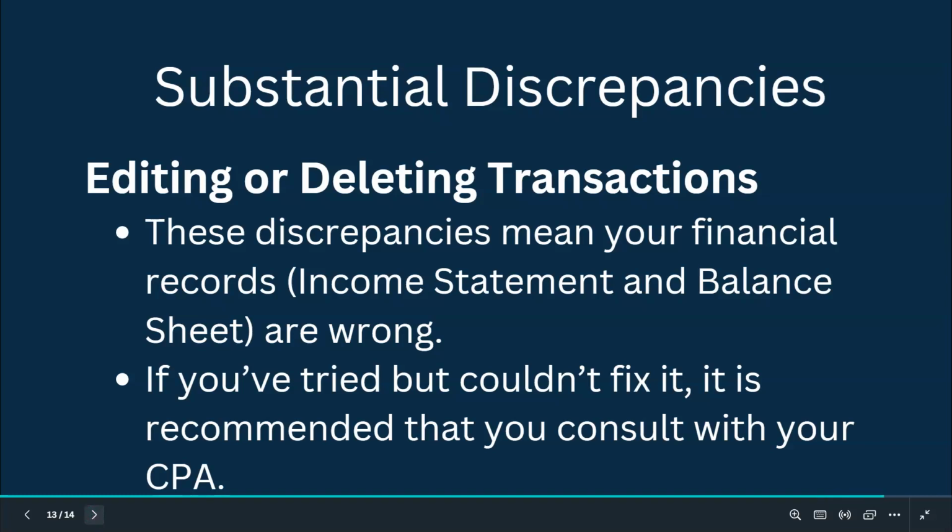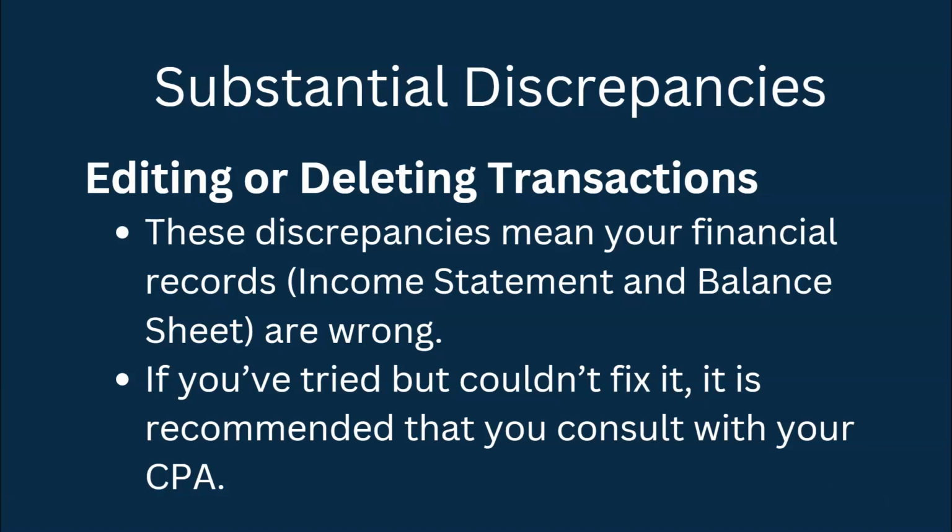Okay, so now the substantial discrepancies. You went through all this and still couldn't fix it. So whenever you have these discrepancies, it means your financial records are wrong. Definitely wrong. Your income, when you run the income statement, it's wrong. When you run the balance sheet, it's wrong. So if you have tried but couldn't fix it, and if there are substantial discrepancies from month to month, it's time to consult with your CPA. Okay.